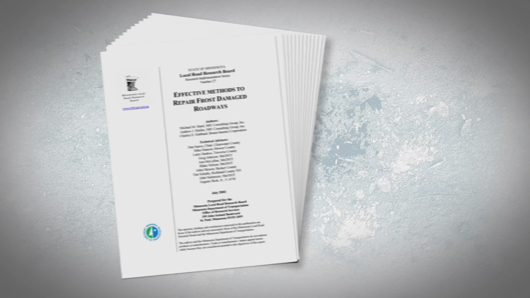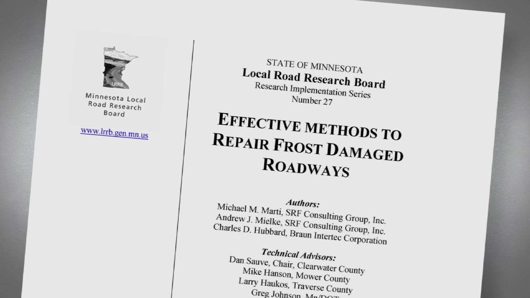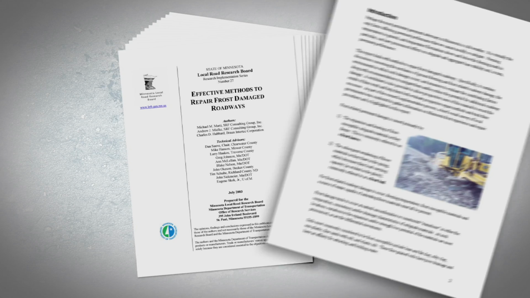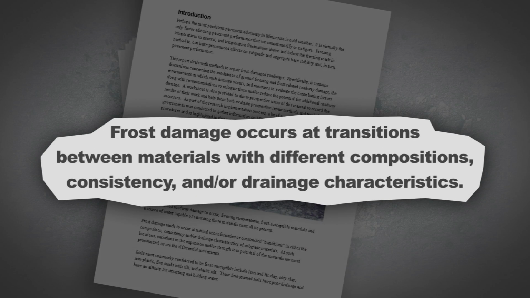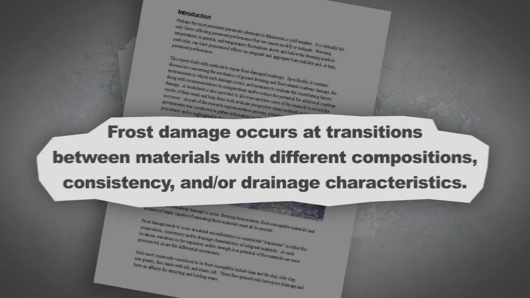In 2003, this Minnesota Local Road Research Board report provided more detail on how frost action occurs and showed how to avoid it. The report notes that frost damage is most likely to occur at transitions between roadway materials that differ in composition, consistency, and/or drainage characteristics.